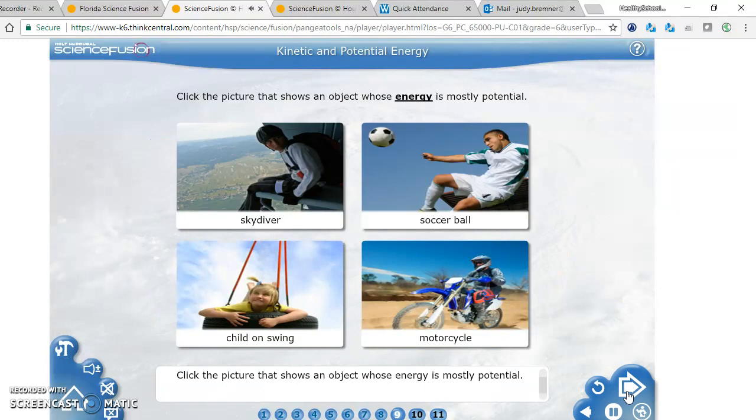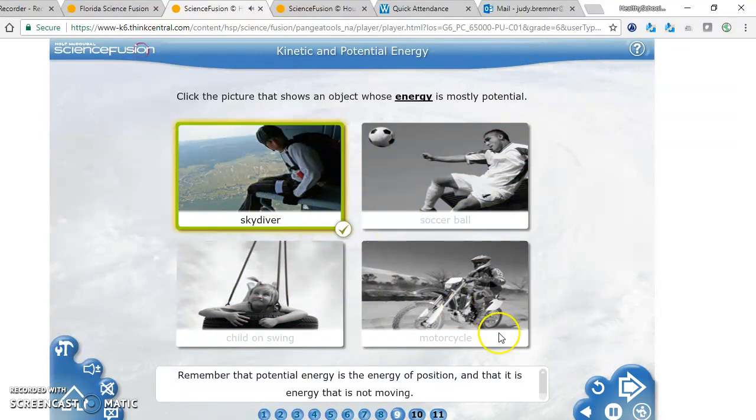Click the picture that shows an object whose energy is mostly potential. Great job! Remember that potential energy is the energy of position and that it is energy that is not moving. Only one image shows potential energy without much motion. So the skydiver has mostly potential energy and has little or no kinetic energy.